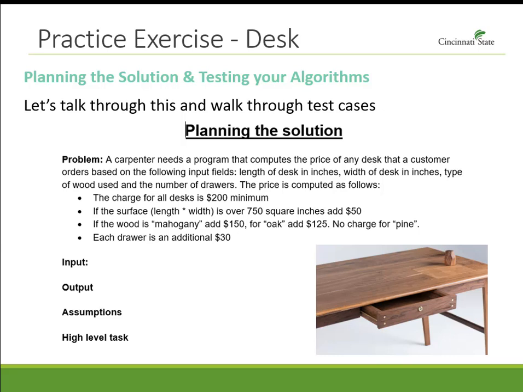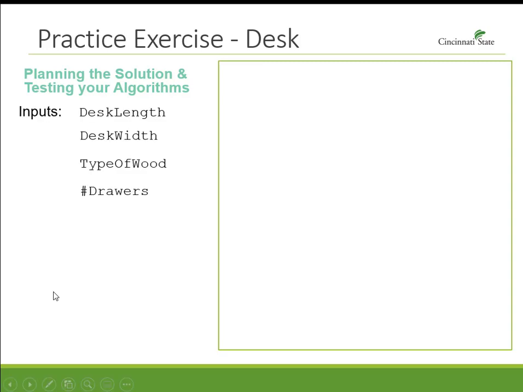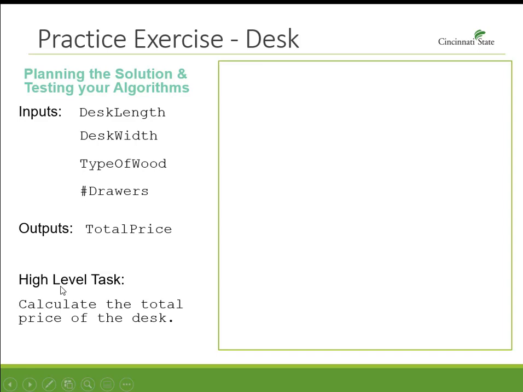Take a moment to try and solve this problem on your own. Pause the video and use the Word document provided online. Let's walk through the solution. Our inputs: desk length, desk width, type of wood, and number of drawers. Outputs: total price. As far as a high-level task goes, we want to calculate the total price of the desk.